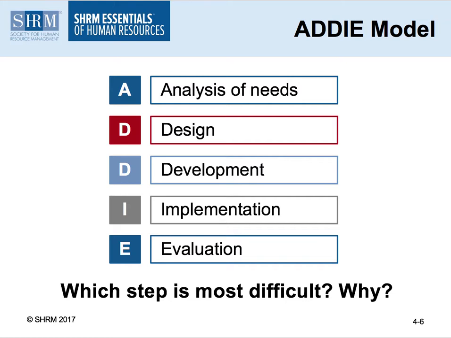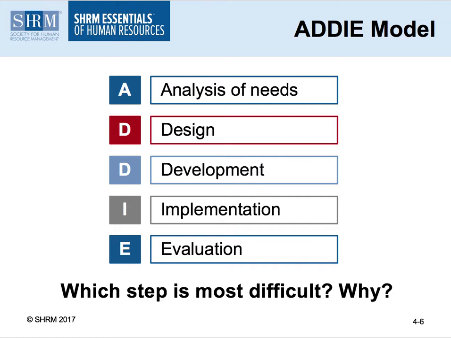Now, we often use what's called an ADDIE model when we are doing training and development. The A stands for analysis of needs, so we need to analyze if we need training and what we need training on. The first D is design. We're then going to design the training. The second D is development. We're actually going to put that design into place and develop our training. The I stands for implementation, so actually doing that training on the learners that need it.